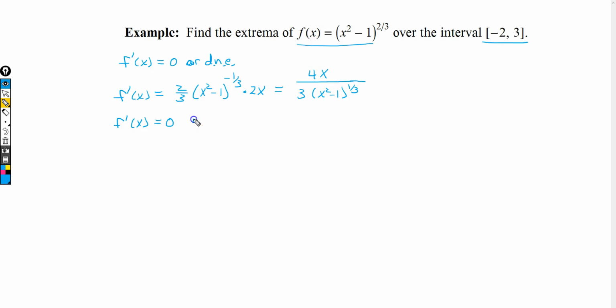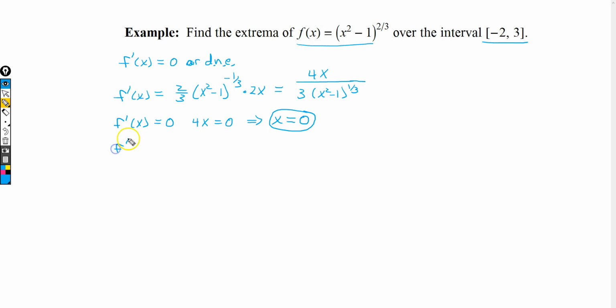So we'll set 4x equal to 0, and that tells us that x is equal to 0. So that's where our derivative is equal to 0.